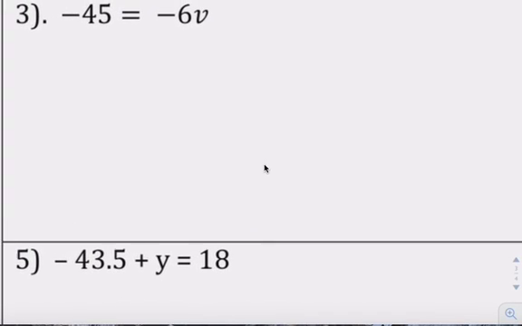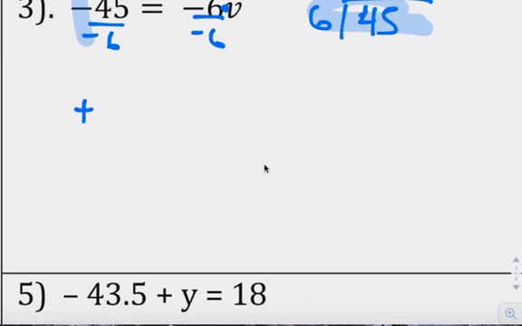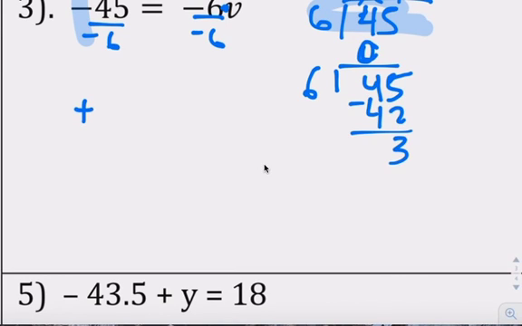Okay, so here too, this is times, so you need to divide by -6, divide by -6. 2 negatives is a positive, and then 45 divided by 6. Tomorrow's quiz, you need to know how to divide like this. Six into 45 is 7, which is 42. Remainder 3.